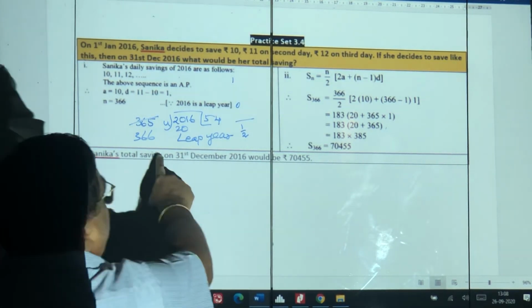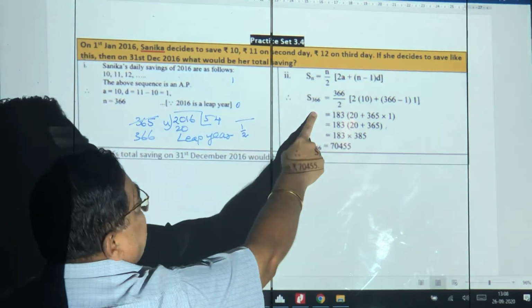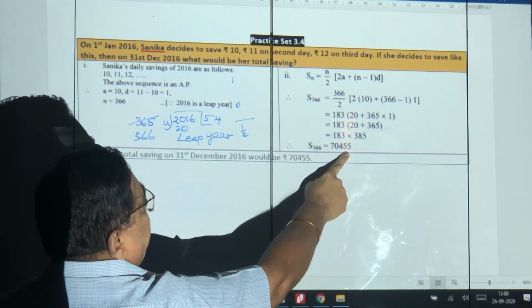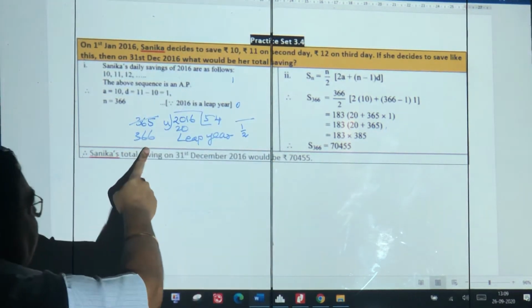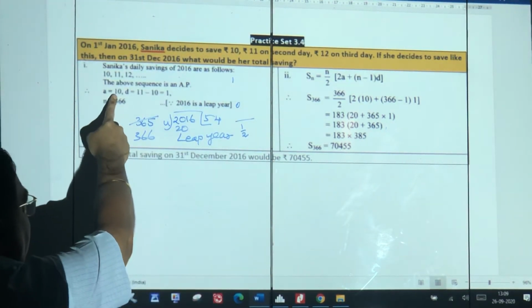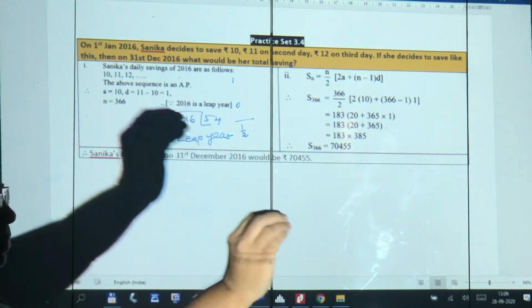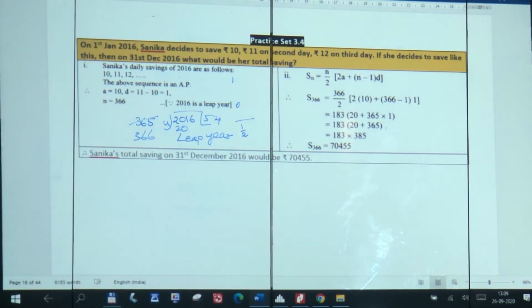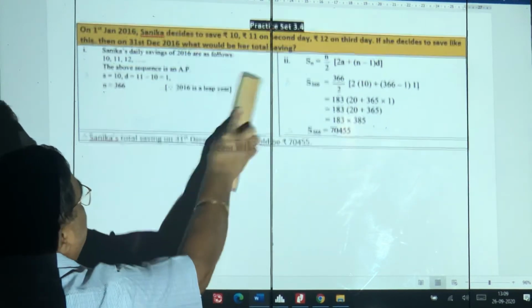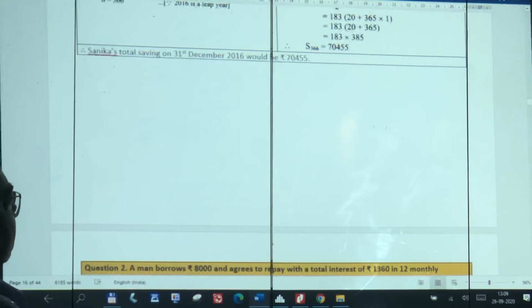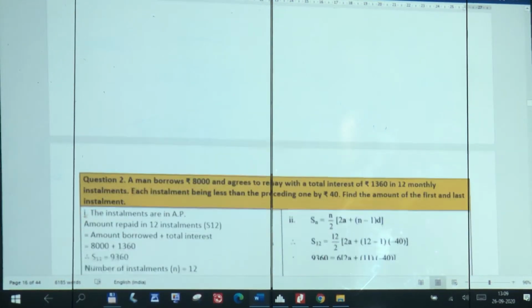So 366, when I substitute in my Sn formula, I will get 70,455. Though N, A, D is required. N is here, A is here, D is here. You don't need anybody else in the word problem. Sn is n by 2 bracket 2a plus n minus 1 d. Start substituting formulas. Get faster and faster.